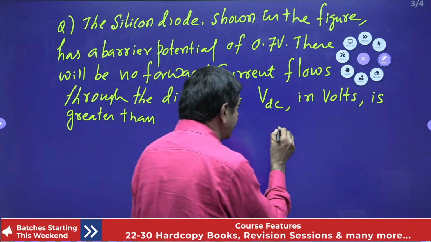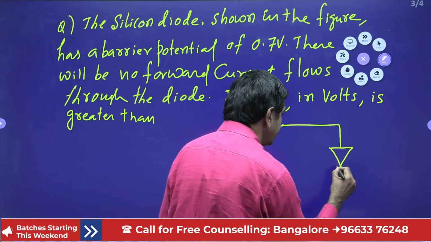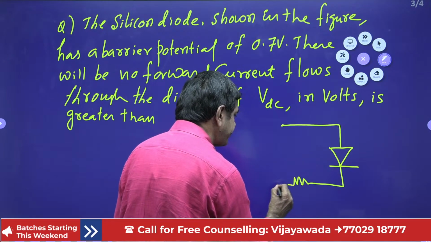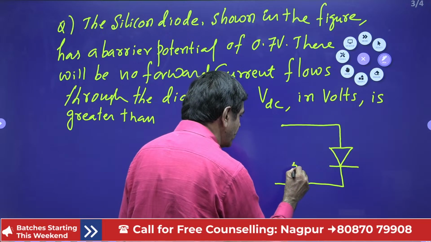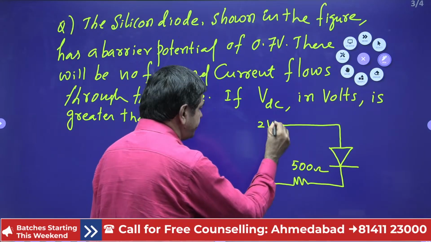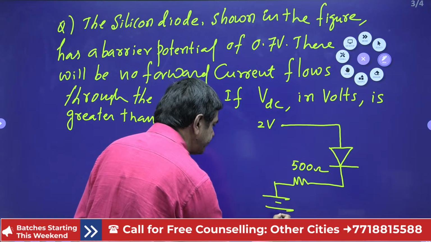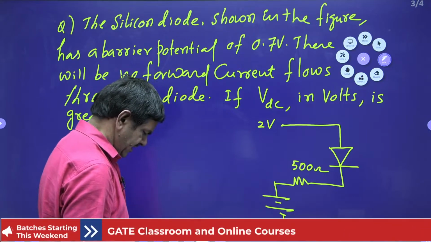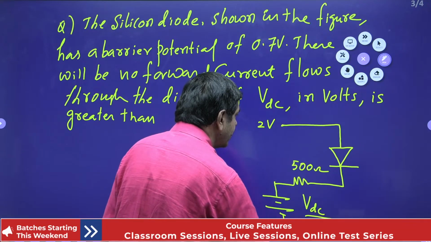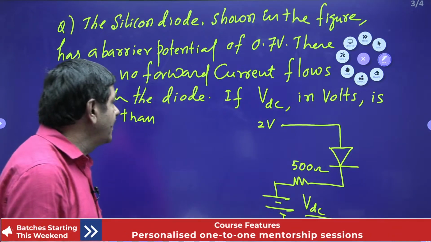Here the network is given like this. There is a diode here. You please try this question. There is a diode here connected with one resistor. Its value is nothing but 500 ohms. This supply voltage is given as 2 volts. Here it is connected with one battery. This is connected to the ground. This voltage is given as V_DC by 2. Yes, this is the given problem. Anybody can find this value?